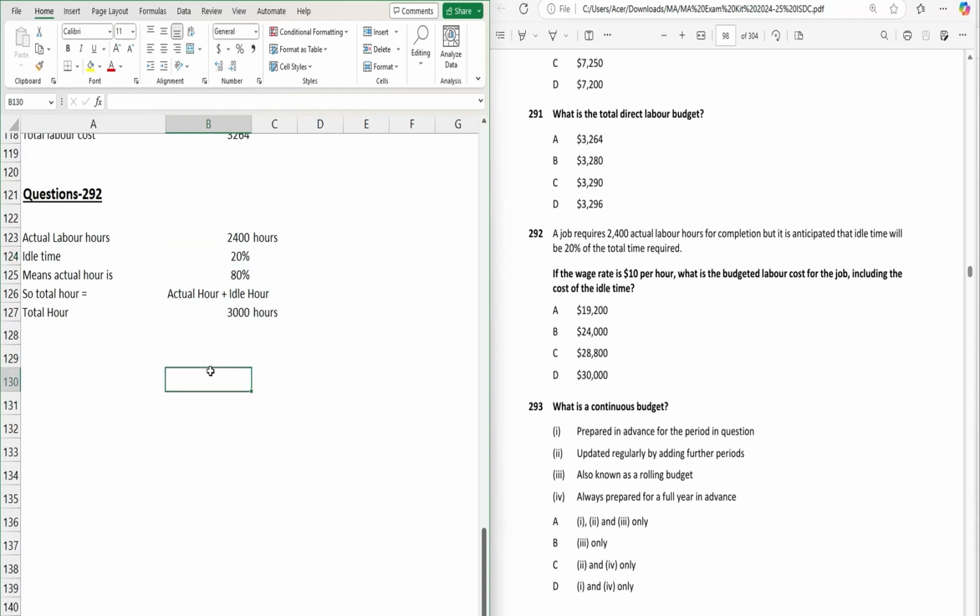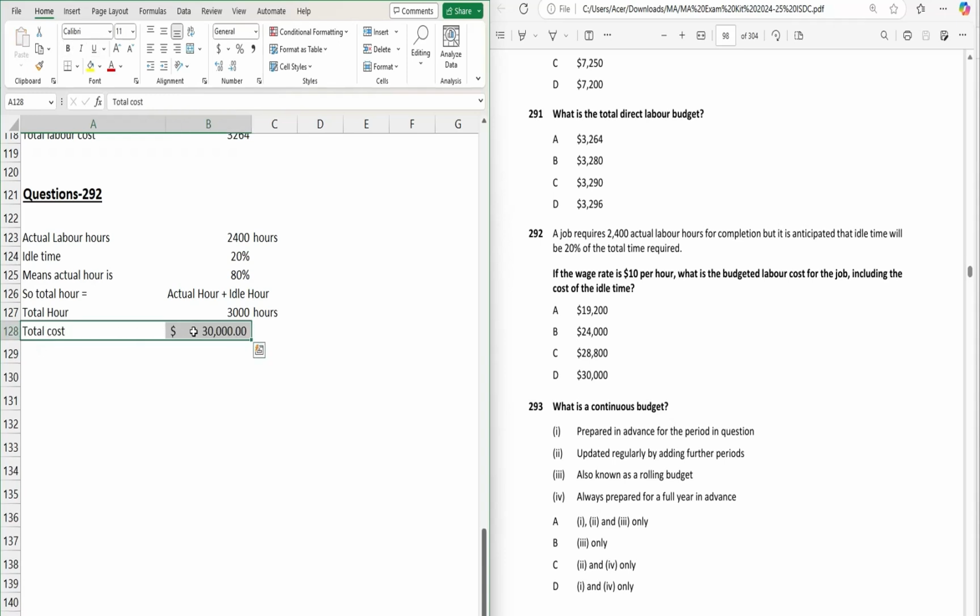Now the question didn't end here. The question is asking for the cost of labor. We are given the rate as well, that labor is paid 10 per hour, and the total hours we need to complete the job are 3000. So our total cost will be 3000 multiplied by 10, and that gives us a value of 30,000.